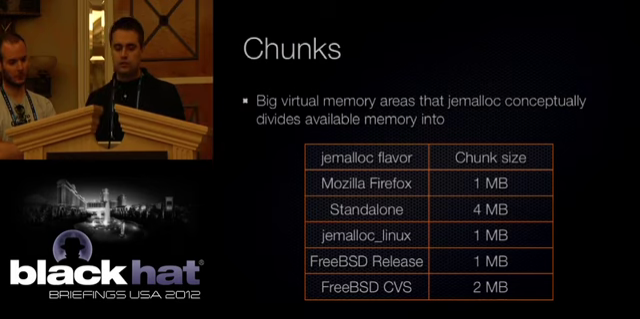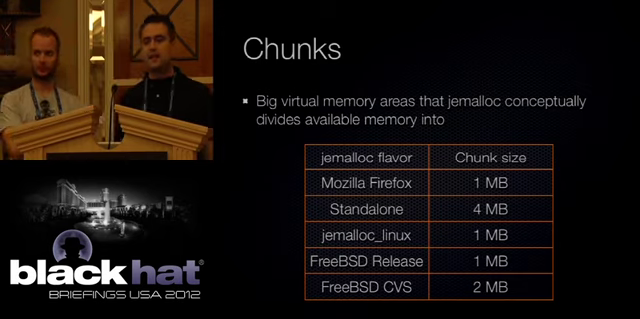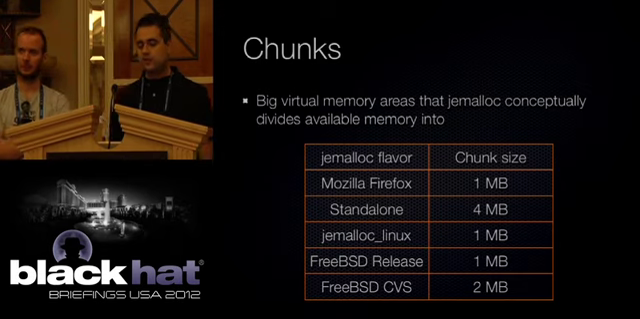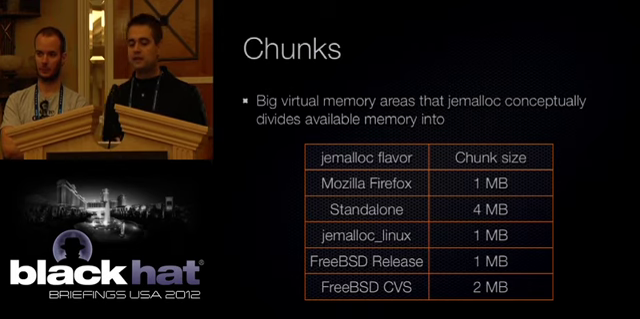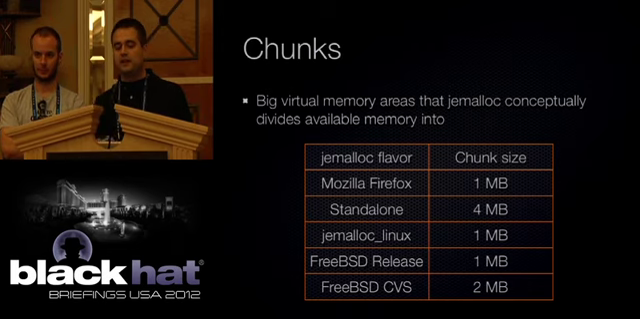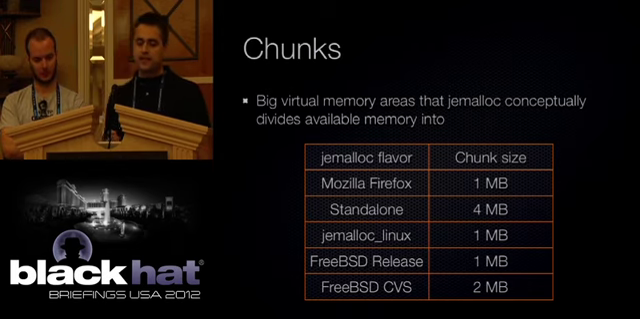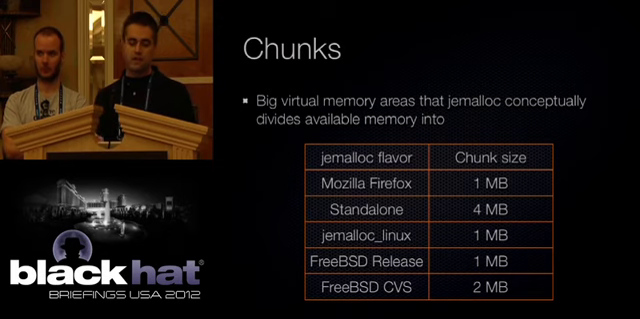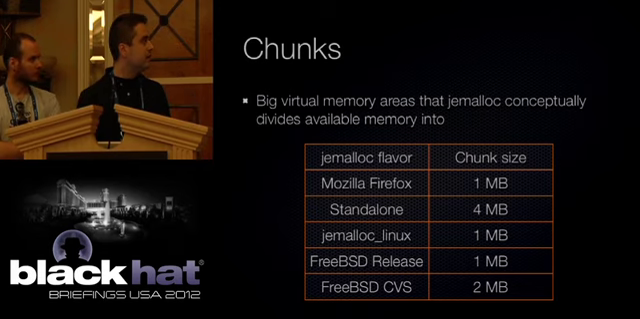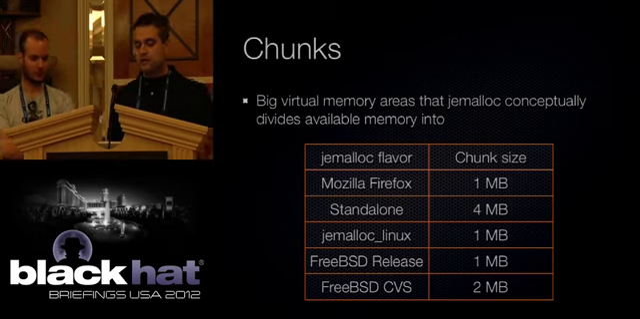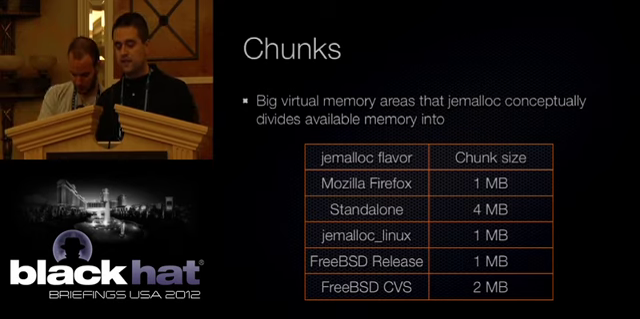Okay, so to go further into some more details, as I said, the chunk is the main data structure, and all available memory is conceptually divided into chunks. Now, the size of the chunk is always the same, but it differs across the different Jemalloc flavors. For example, on Firefox and on FreeBSD release, you have a chunk size of 1 megabyte, while in the standalone version of Jemalloc, we have a chunk size of 4 megabytes.